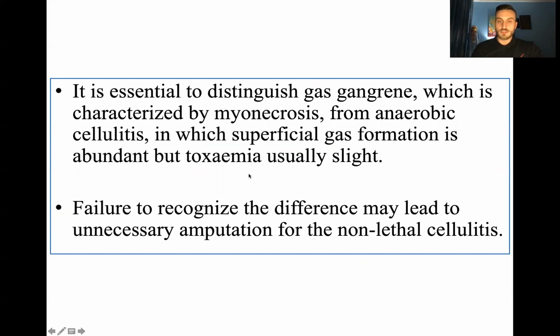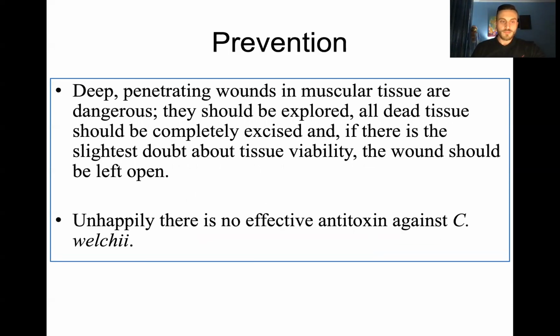It is essential to distinguish gas gangrene, which is characterized by myonecrosis, from anaerobic cellulitis. So it's very important. Failure to recognize the difference may lead to unnecessary amputation. So it's very important to spot your diagnosis for these patients. How to prevent? Deep penetrating wounds. So this is history. Okay, you have to take history. Physical examination. Unhappily, there is no effective antitoxin against clostridial infections.